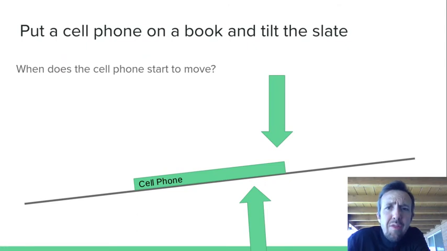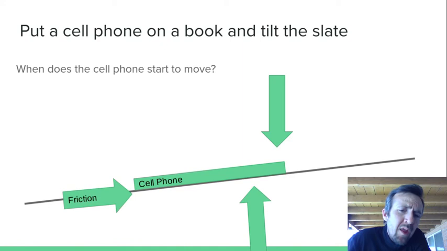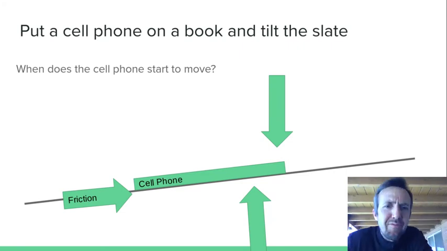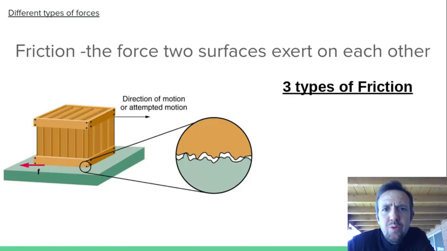The third force that we're going to be talking about is friction. If you have a cell phone case that is kind of sticky and you set it on a book right now and tilt it a little bit, you might have the cell phone case stick to the book. That is because of friction. Friction is when two surfaces exert a force on each other.